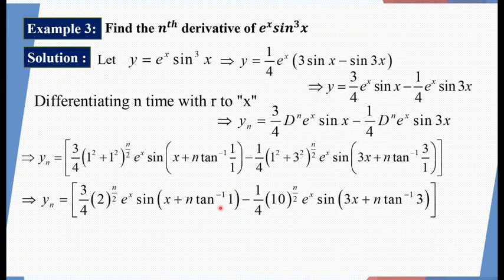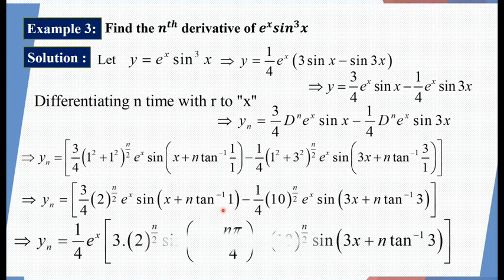But we have the value of tan inverse 1. Tan inverse 1 is π by 4, but we don't have the value of tan inverse 3. So we can keep it as it is, and we replace the value of tan inverse 1. So 1 by 4 can be taken outside the bracket, and e raised to power x is also common. So it is 3 into 2 raised to power n by 2 sine(x plus nπ by 4) minus 10 raised to power n by 2 sine(3x plus n tan inverse 3). So this is the required solution of the given problem.